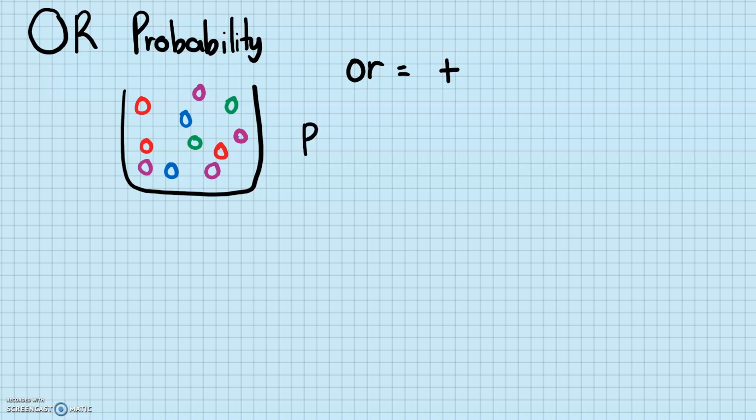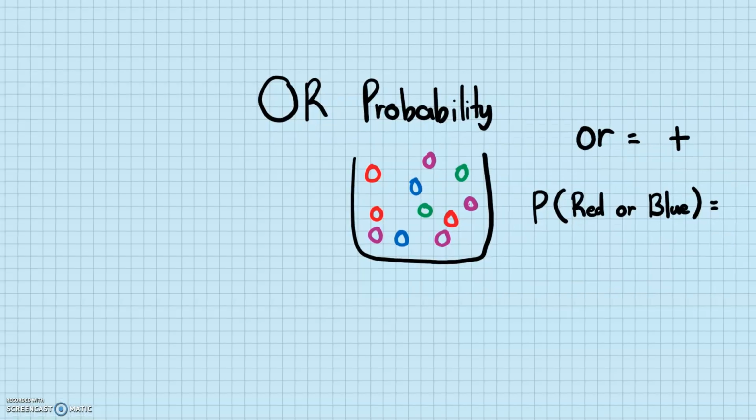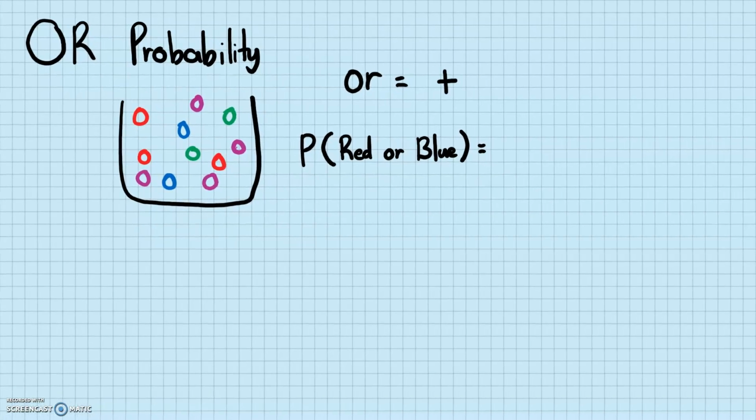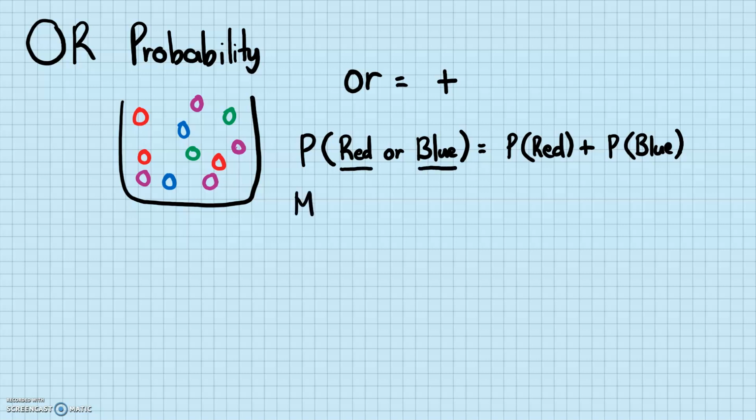What is the probability of picking a red or a blue marble? That translates to the probability of getting a red plus the probability of getting a blue. Now, this is true if the probability of picking a red and the probability of picking a blue are mutually exclusive.